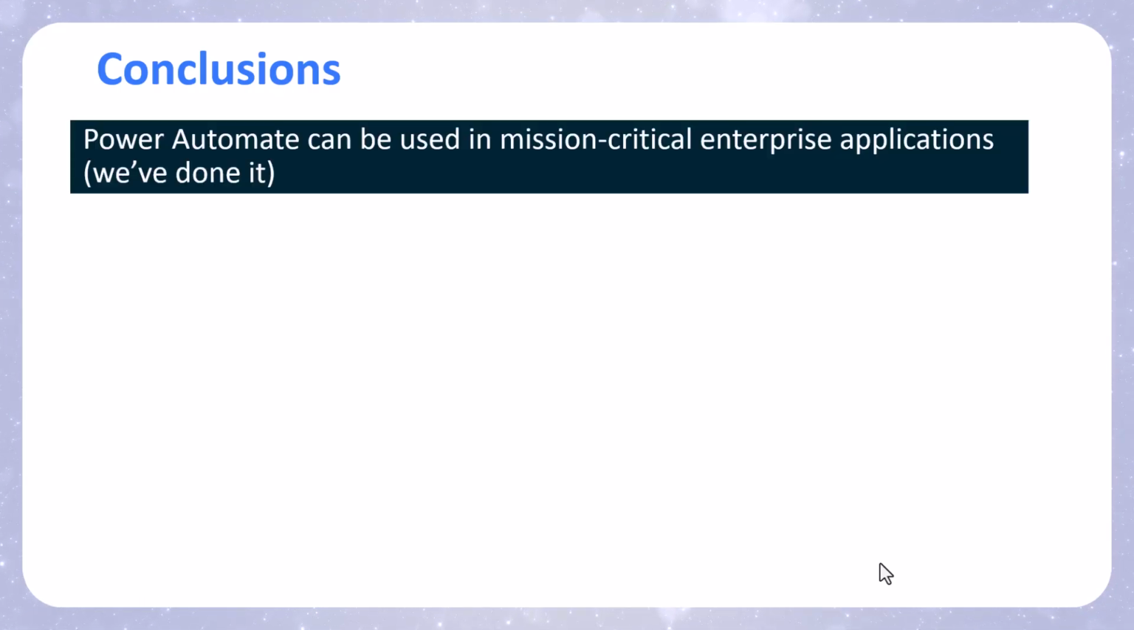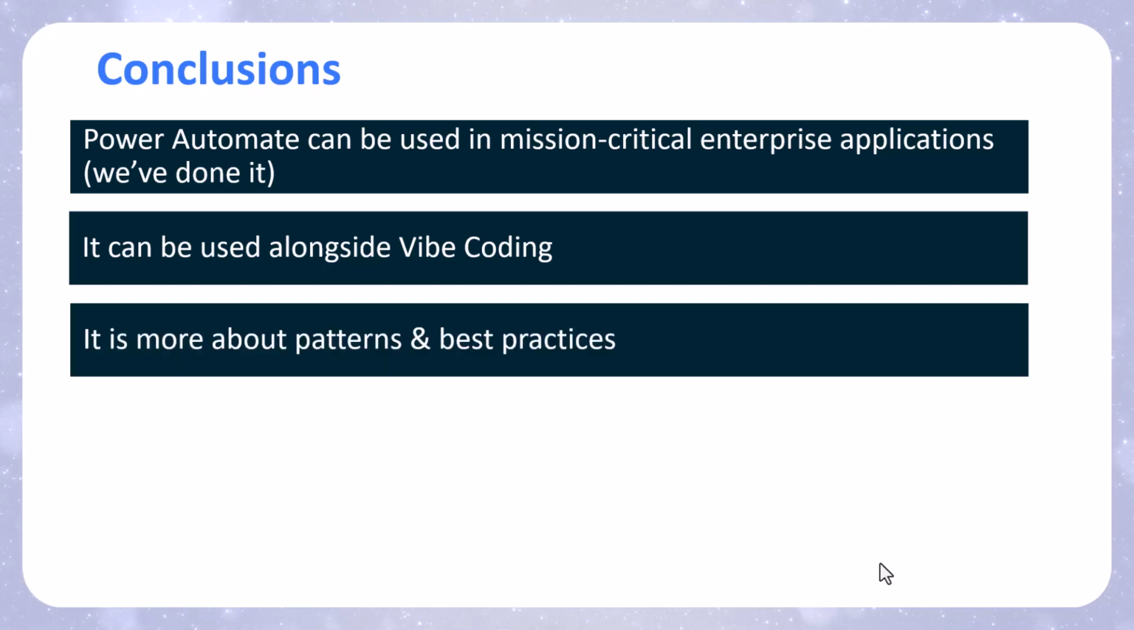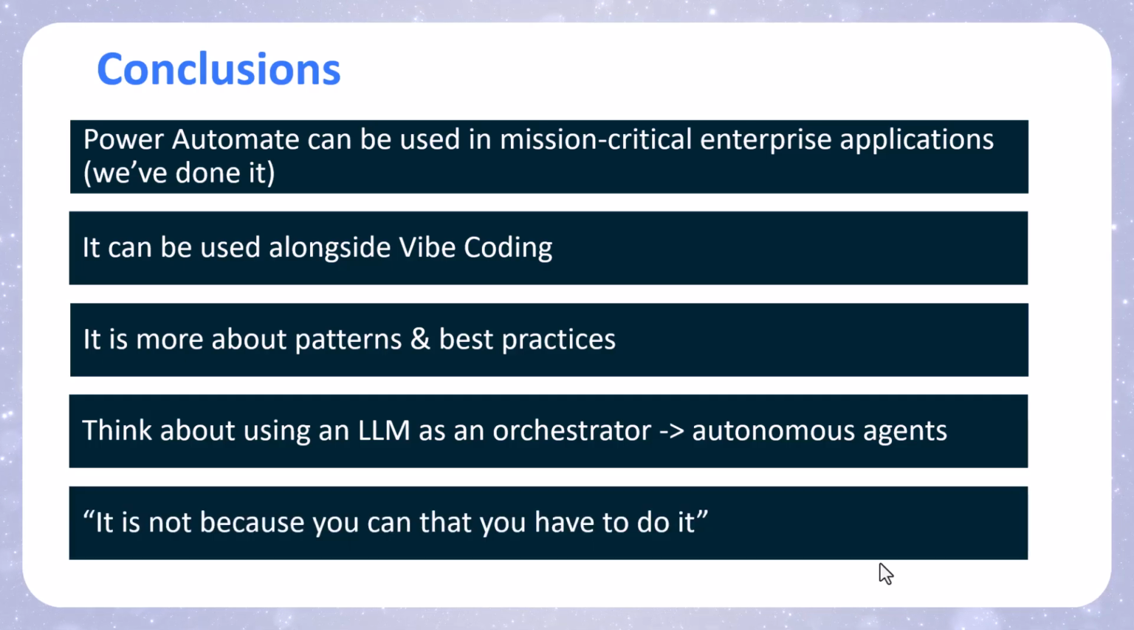Okay, so we reached the conclusion. We can say this: Power Automate can be used in mission critical applications. I've done it plenty of times. Now it's really, really solid. It can be used alongside vibe coding. It is more about using the good pattern and following the best practices. Think about using an LLM as an orchestrator, so create an autonomous agent. And it's not because you can do something that you have to do it.